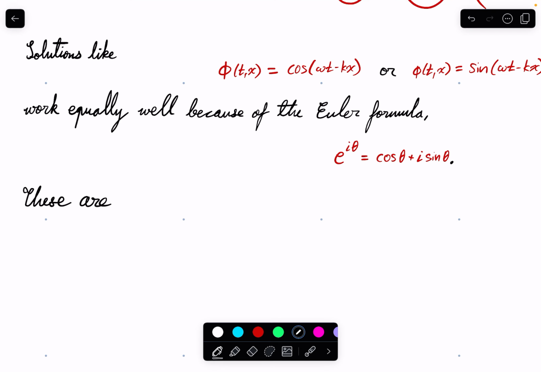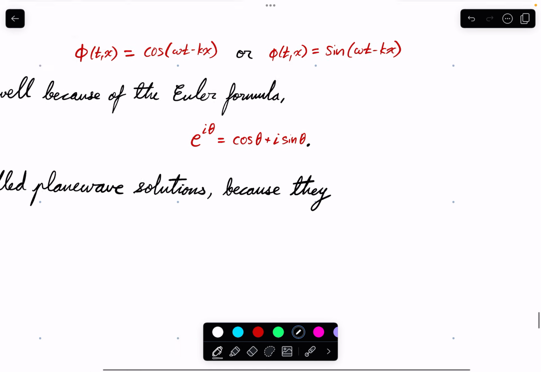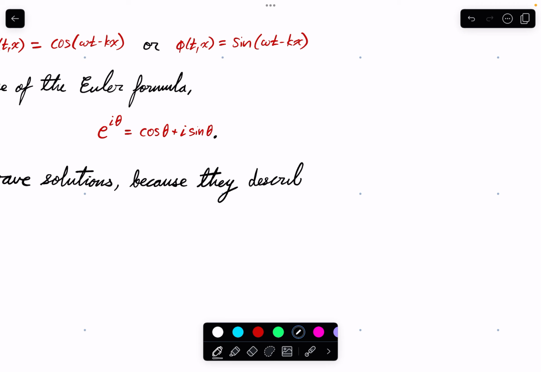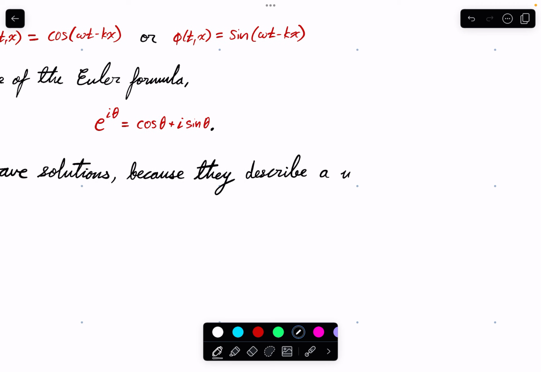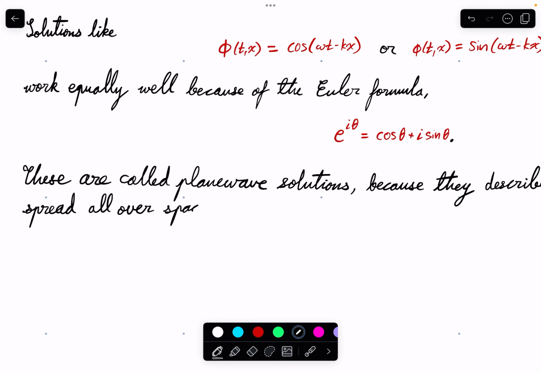These are called plane wave solutions because they describe a wave-like function spread all over space and with a constant amplitude.